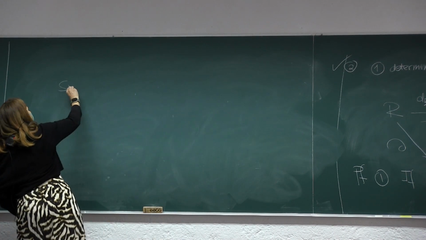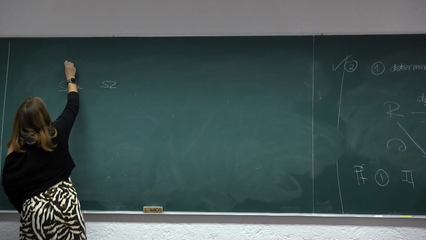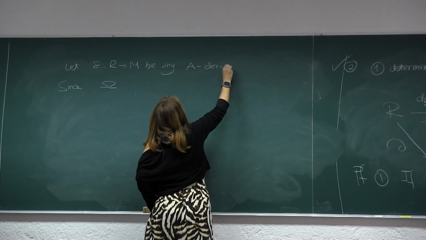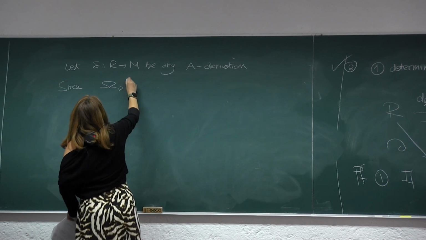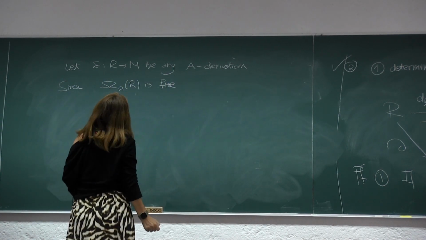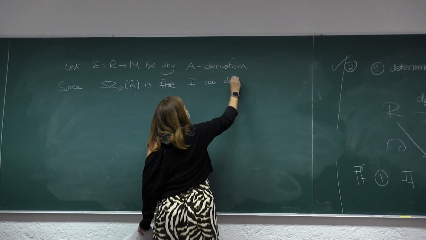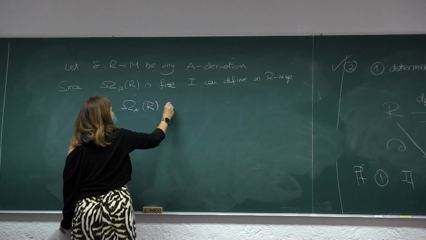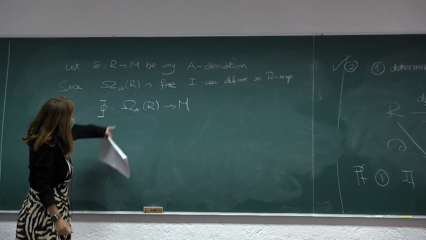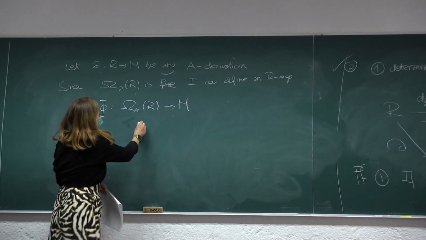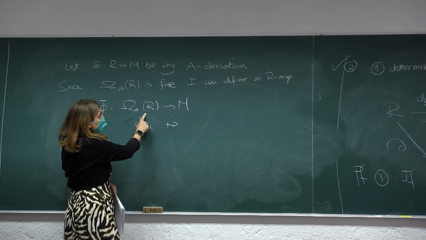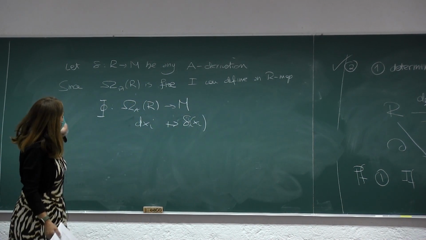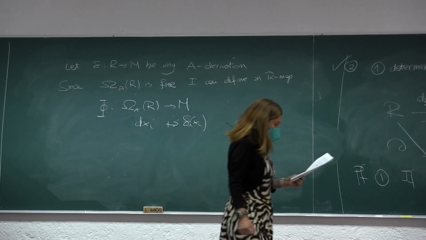So first of all, let delta from R to N be any derivation. Since omega is free, I can define an R-map, an R-homomorphism, from omega to N in which way? I just have to send the generators, which are the basis elements, exactly to delta of x_i. Because if I do that, I'm going to get the commutative diagram. So this is well defined.